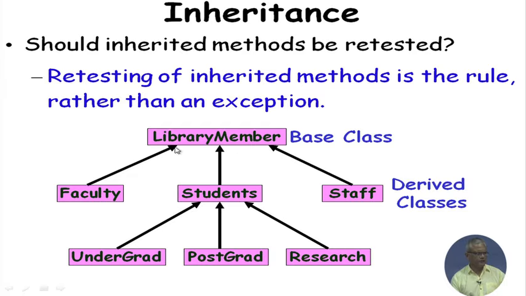So, this is a base class library member, and we have derived classes and several hierarchies of derivation, and the methods and attributes here become available in students, and then students adds further attributes and methods. So, all that is inherited by these children classes and so on.